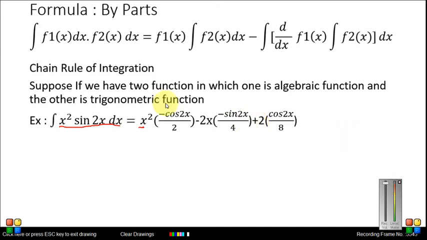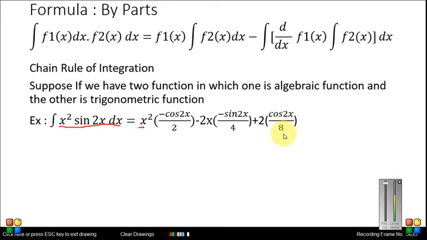Likewise we have to do: first is plus sign, then minus sign, then plus sign, then minus sign, then plus sign, like this. Then plus sign, then after differentiation, 2x will be 2, then integration of sine 2x will be minus cos 2x. That's why that minus and minus will be plus, that's why cos 2x by 8, because the coefficient of 2x is 2, and 4 into 2 is 8.